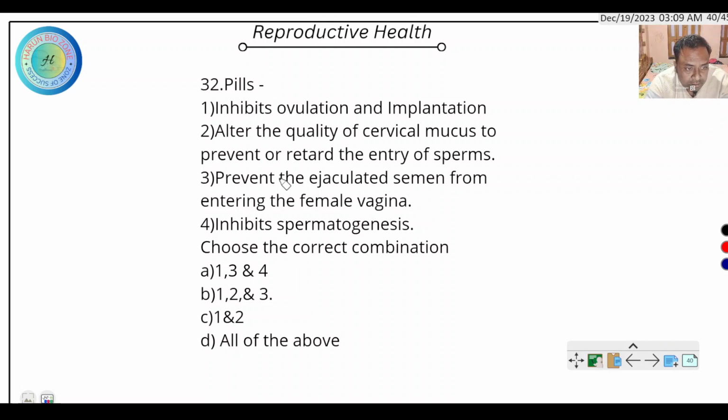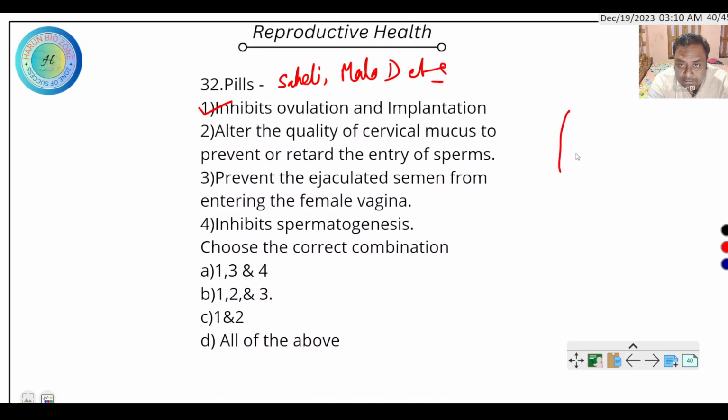What is the pill? Pills like Saheli, Mala-D, etc. Such types of pills first inhibit ovulation and alter the quality of cervical mucus to prevent or retard the entry of the sperm.